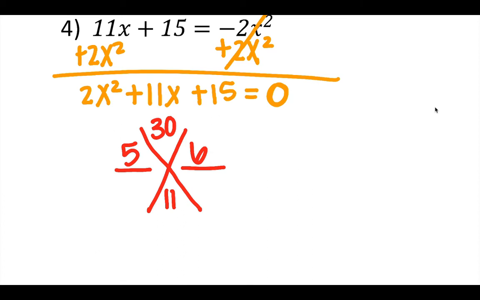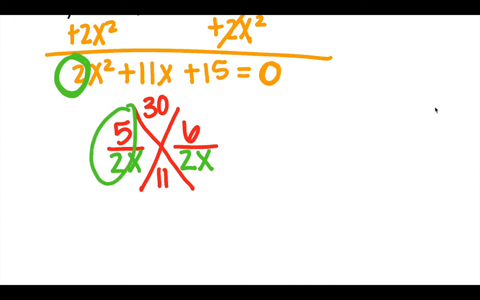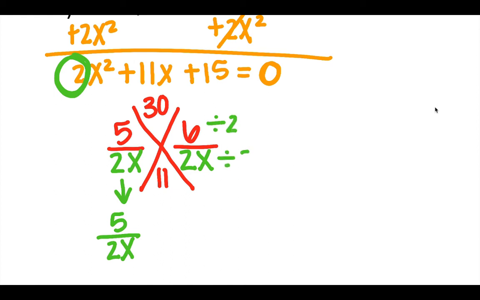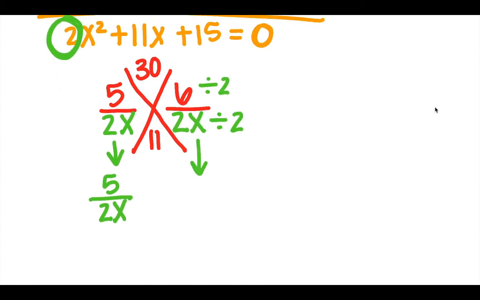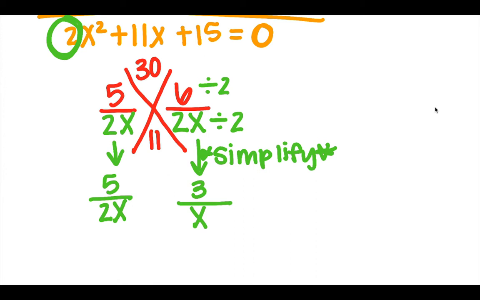Next, I'm dividing by the a. This time the a is 2, so everything gets divided by 2, and again, the variable's x. Notice this cannot be simplified. Can't be simplified, so this stays at 5 over 2x. This one can be. I can divide the top by 2, and I can also divide the bottom by 2. So when I simplify it, I'm going to have 6 divided by 2 is 3, and then 2 divided by 2 is just x, or 1x.